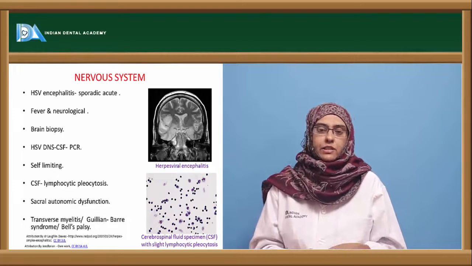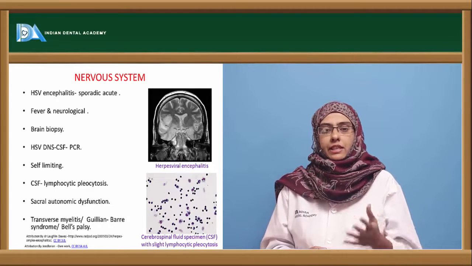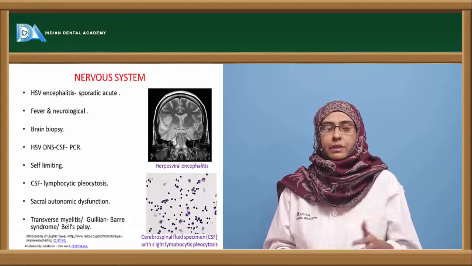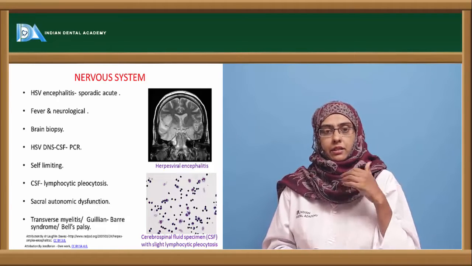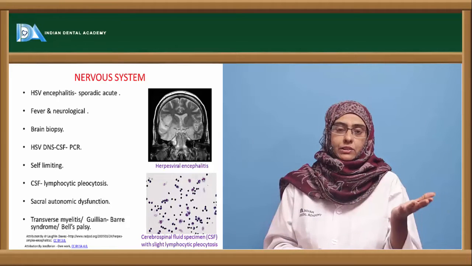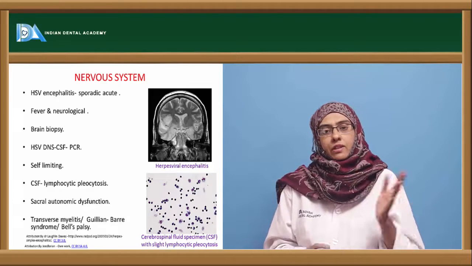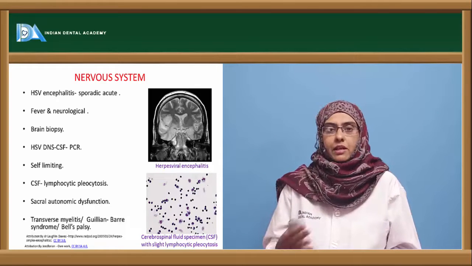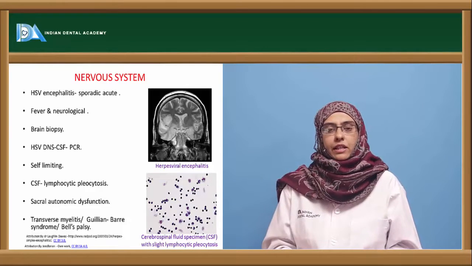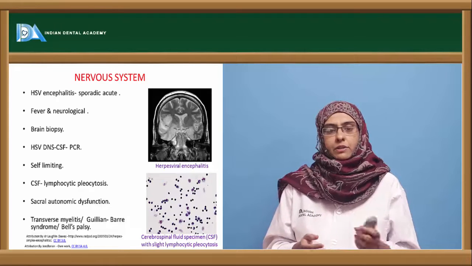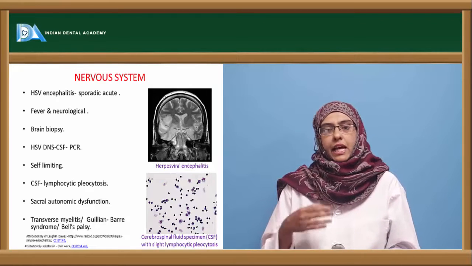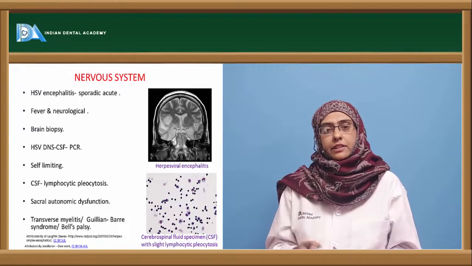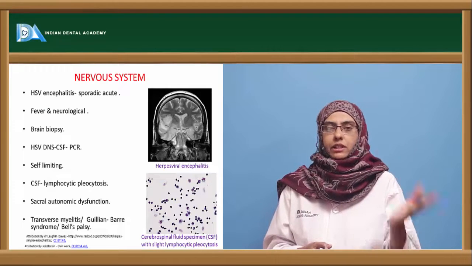Initially the organism was demonstrated in the nervous system by brain biopsy. Now because it is very laborious and has a high level of risk associated with brain biopsy, we now have more molecular biology techniques to demonstrate the organism in the brain. So we can go for the demonstration of herpes simplex virus DNA in the cerebrospinal fluid with the help of PCR technique. The disease is mostly self-limiting without a neurological sequel.